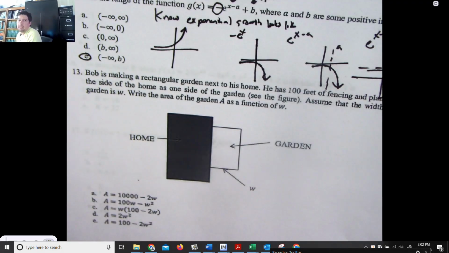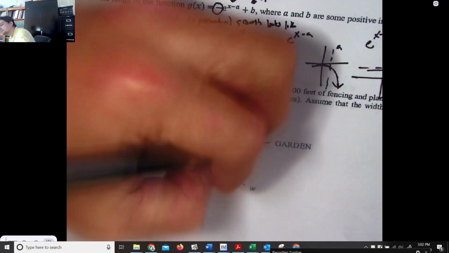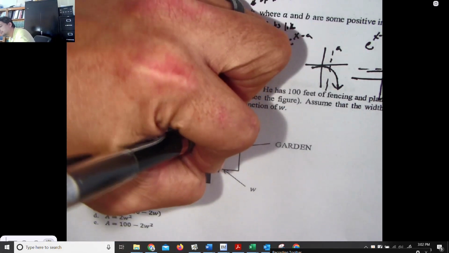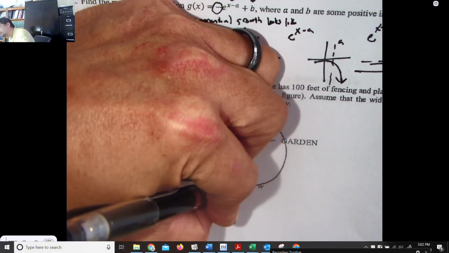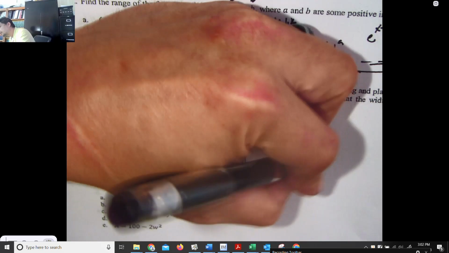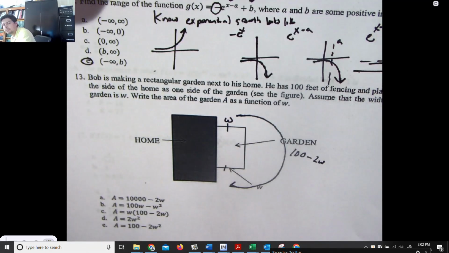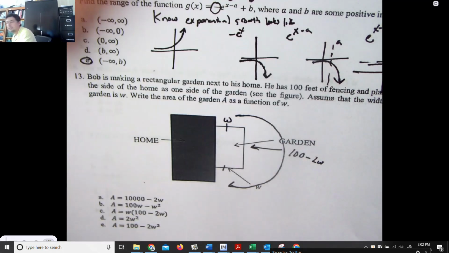13. Bob is making a rectangular garden next to his home. He has 100 feet of fencing and plans to use the side of his home as one side of the garden. Assume the width of the garden is W. Write the area of the garden as a function of W. He has 100 feet of fencing. So if this is W, this is W, and all the way around is 100 feet. And 2 W's are accounted for. So that is my length.